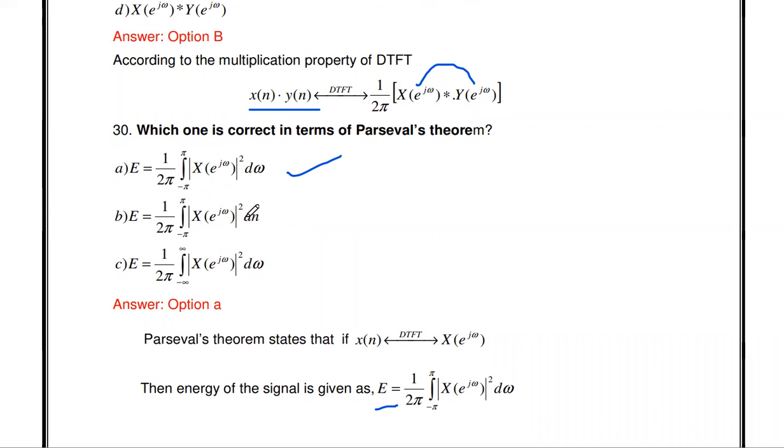In the second one here, dn is given. This is not wrong. This is minus infinity to infinity is given. Okay, so the first one is the answer. The energy of discrete signal is calculated using this Parseval theorem: 1/2π integration over -π to π of |X(e^(jω))|² dω. This is the Parseval's theorem.